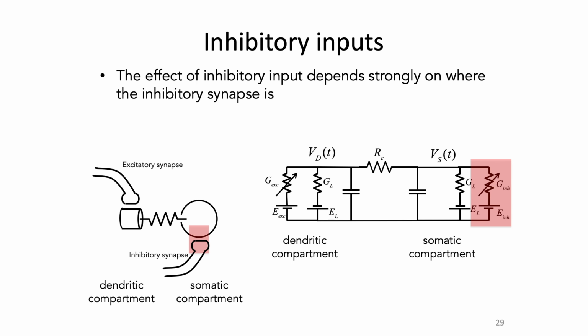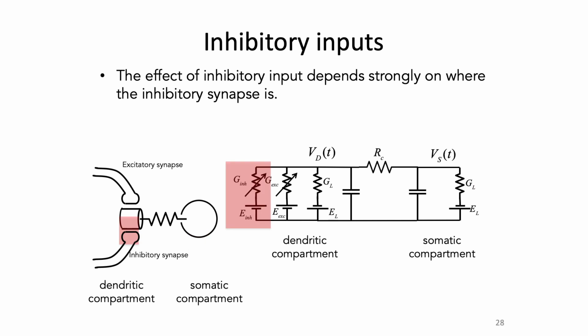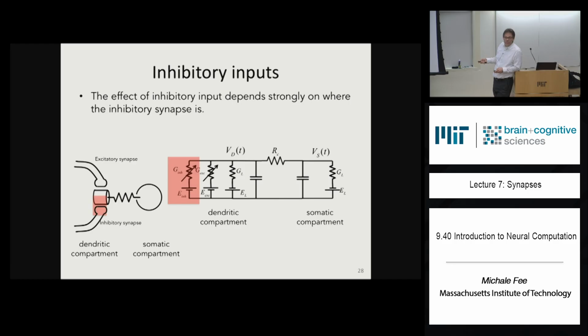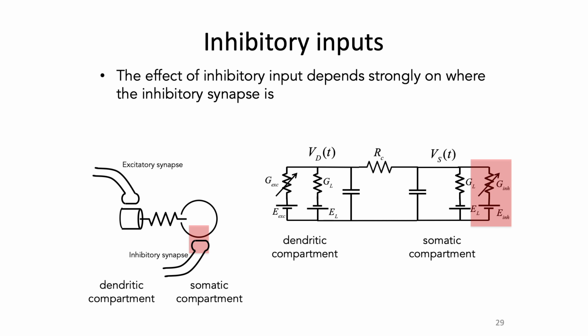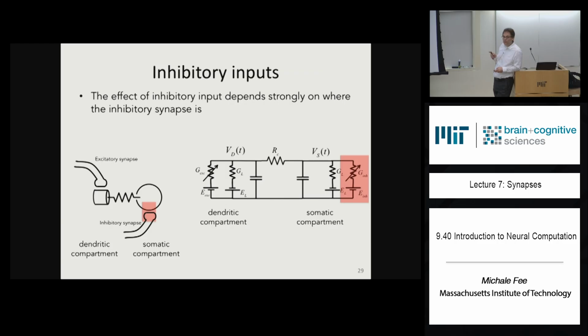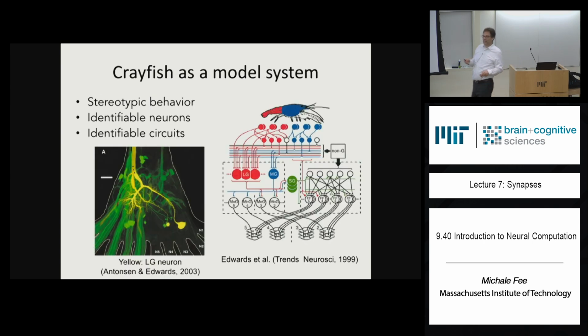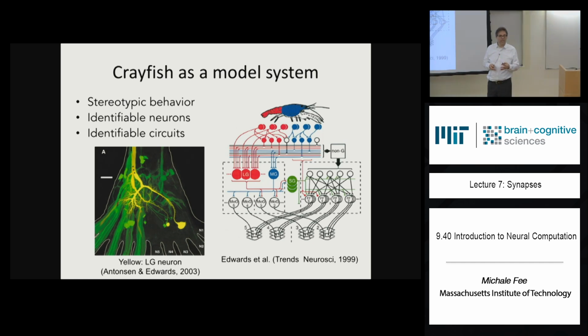So you see what I've done here. I've got a dendrite that has an excitatory synapse, that's here, and it has an inhibitory synapse. Or we can consider the case where the excitatory synapse is still on the dendrite, but the inhibitory synapse comes onto the soma. And it turns out those two things do something very interesting. This was first shown in the crayfish.